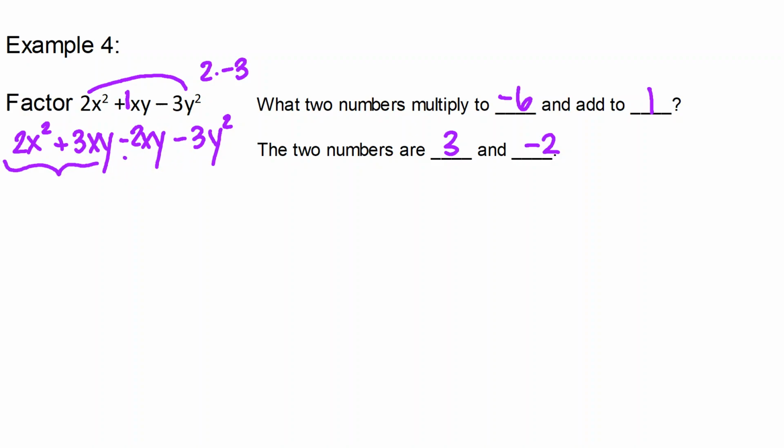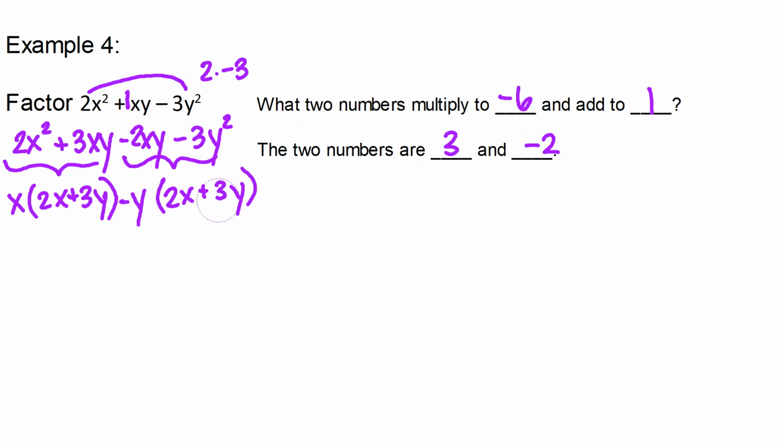And so I group them up in 2's. I look for GCF. In this case, I can pull out an x, which would leave me with 2x plus 3y. This has to be the same for the other one, so I'm going to rewrite it over here. Okay, and then what we are missing is a negative y, because negative y times 2x would be negative 2xy. Negative y times 3y would be negative 3y squared. What repeats is one of my factors. The stuff we pulled out is my other set of factors.